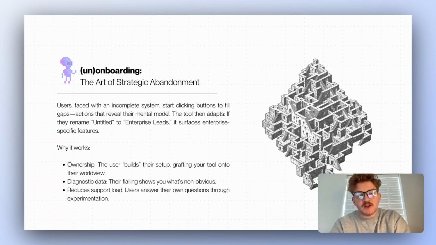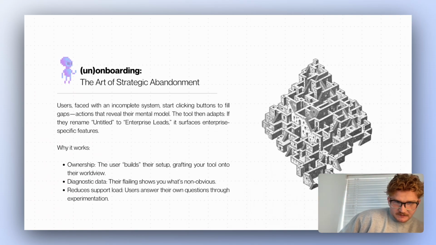Now, in general, users, when faced with an incomplete system, start clicking buttons to fill gaps, and their actions reveal sort of what their mood is, or what they're looking to achieve. They might rename the untitled pipeline to enterprise leads, and that surfaces to you on the back end, because you can see what users are doing on your server, that they are targeting enterprise, for example, or if they rename it to recent plumbers, you just know that they're targeting plumbers, that kind of thing.